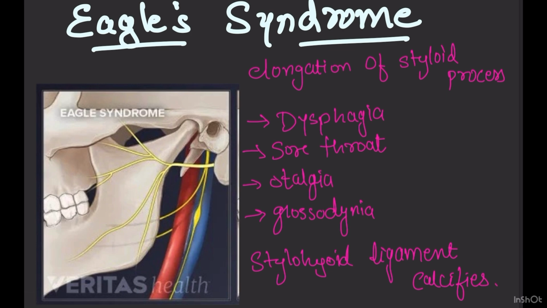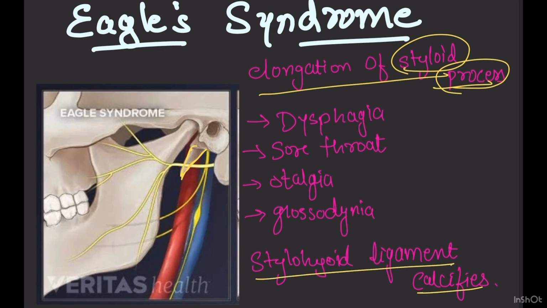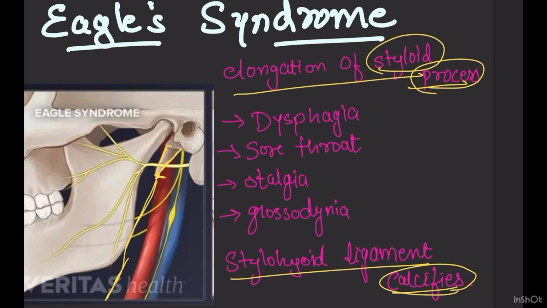Next is Eagle syndrome. In Eagle syndrome, elongation of the styloid process is seen. You can see here, this is the elongation of the styloid process. It also leads to stylohyoid ligament calcification. The ligament which is attached to the styloid and to the hyoid bone down there calcifies.